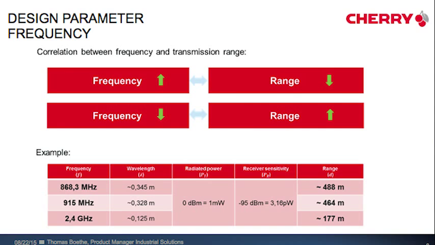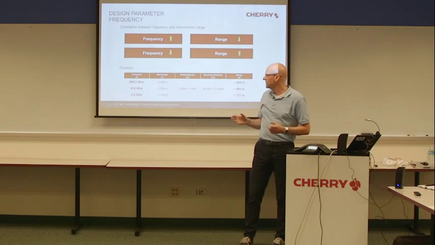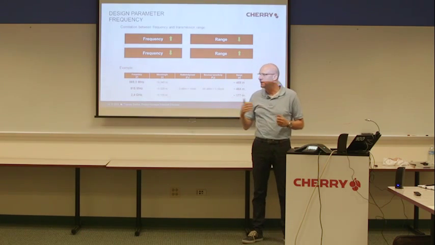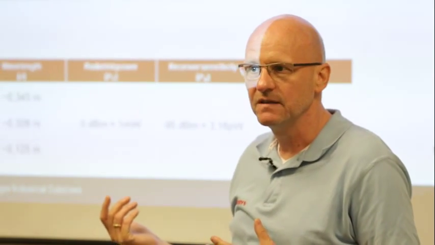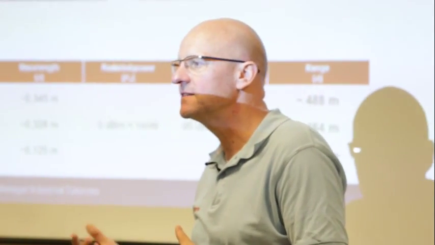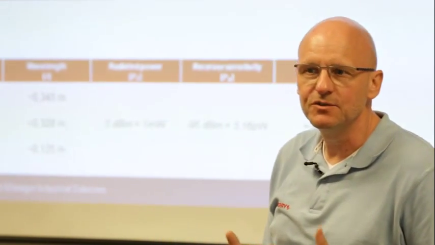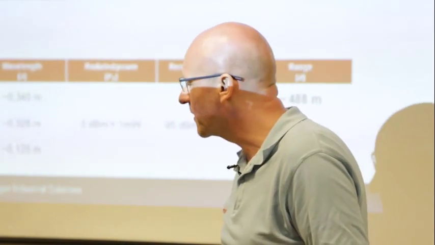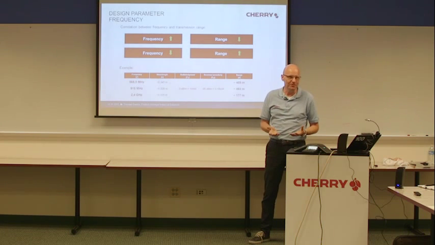The design parameter frequency. So I said, you now know the 3 frequency bands we are using with our products. The 868 megahertz for Europe, the 915 for US and Canada, but this depends on regulations, and the 2.4 gigahertz worldwide. So why don't we use 2.4 gigahertz for all our products? It would be the easiest way. We can sell it all over the world.